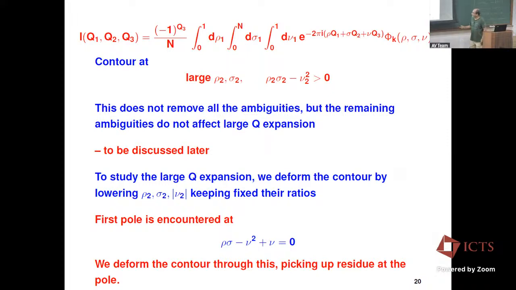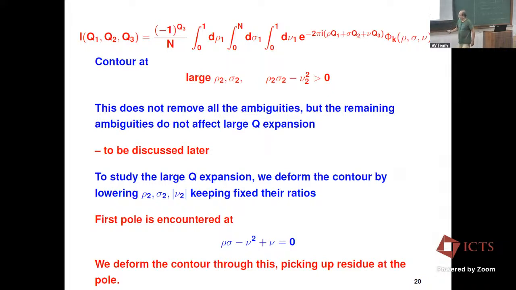Okay. So we fix some rho 2, sigma 2, nu 2 without worrying about where exactly we fix it. And then what we do is we start deforming the contour by lowering the values of rho 2, sigma 2 and nu 2, with the ratios being kept fixed. And the idea is that as you lower it, by Cauchy's theorem, the result doesn't change till you hit a pole.